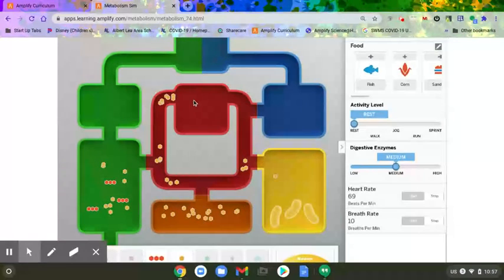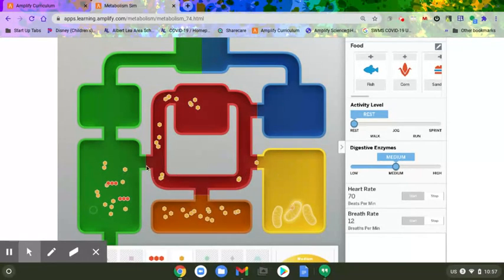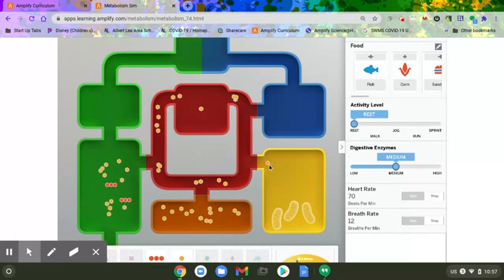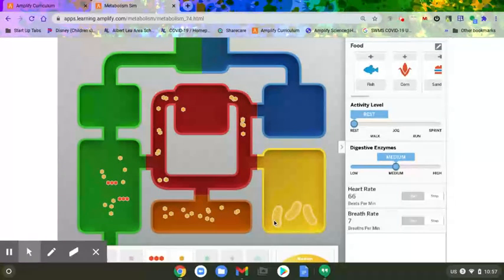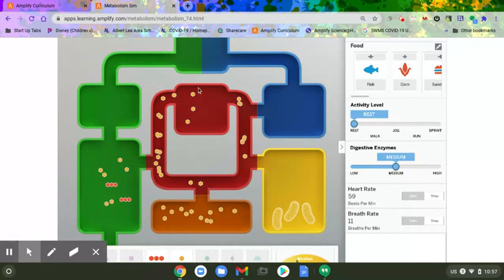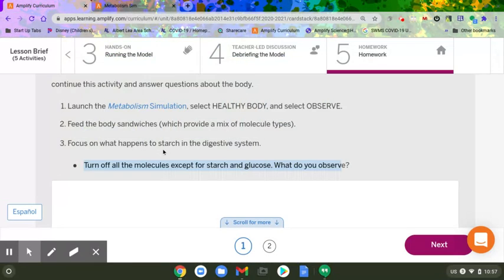Once they're in the circulatory system, some of them keep traveling through the circulatory system, but their end destination is to get to the cells of your body and head to these guys here, which are the mitochondria. Okay. So what did we observe?